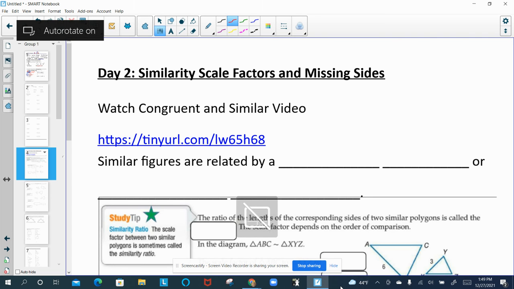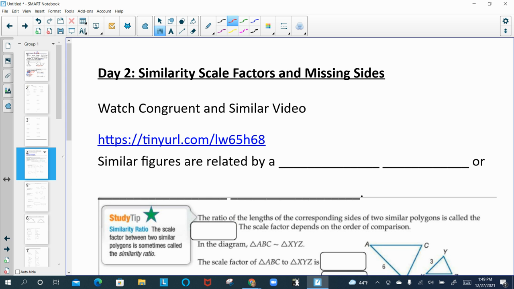Hi, and welcome to day 2, where we're talking more about what it means to be similar and how we can figure out if triangles are similar. We can also apply these ideas to other shapes, not just triangles. We can look at rectangles, all kinds of polygons.